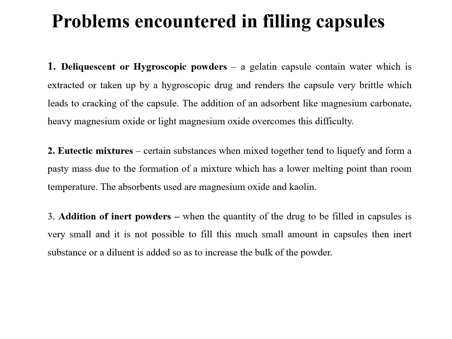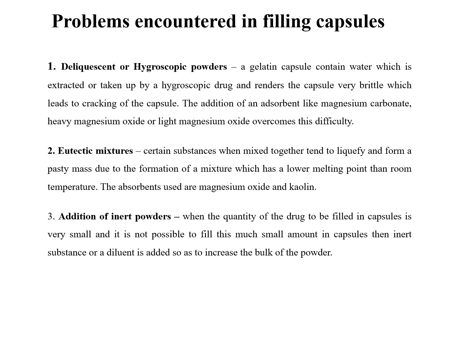So some of the problems encountered in filling capsules are: first, deliquescent or hygroscopic powder. A gelatin capsule contains water which is extracted or taken up by a hygroscopic drug and renders the capsule very brittle, which leads to cracking of the capsule. So we add adsorbents like magnesium carbonate, heavy magnesium oxide or light magnesium oxide to overcome this difficulty.